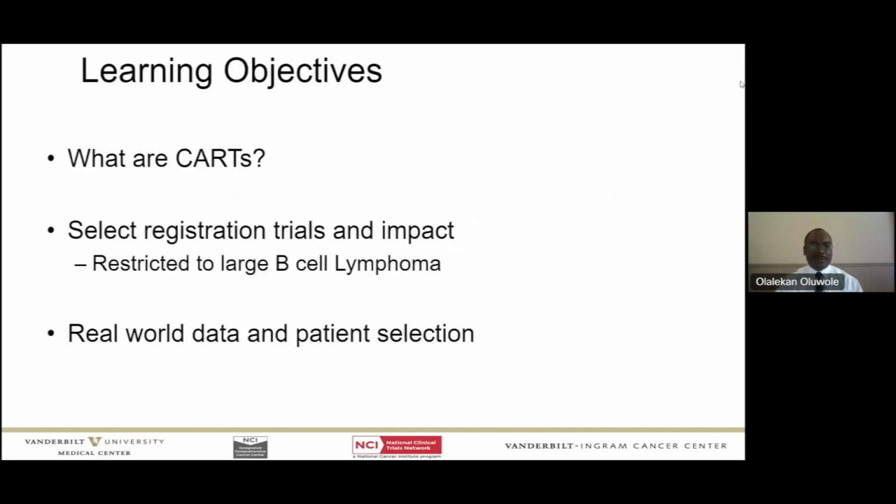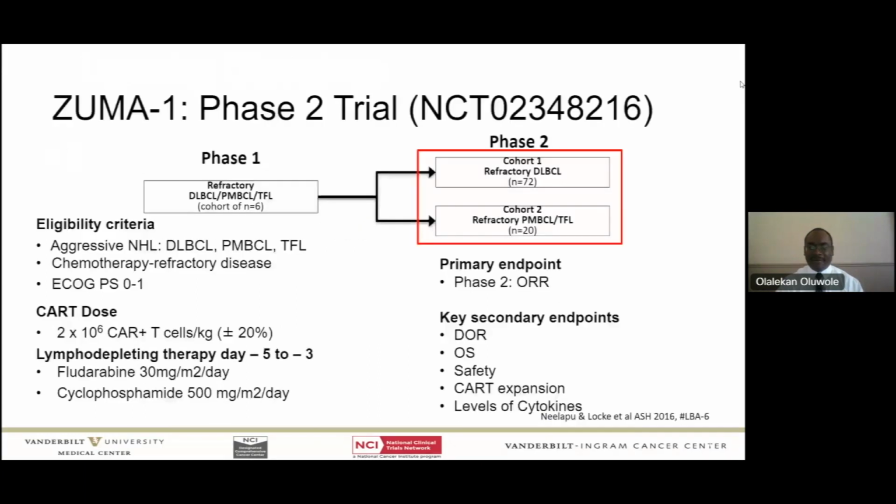So we've gone through what a CAR-T is. Then I want to talk about select registration trials and their impact. For the sake of time, I will restrict this to large B-cell lymphoma only. So the first phase 2 trial in large cell lymphoma is the ZUMA-1. As you can see, it was presented by Locke at ASH in 2016. It was the first one.